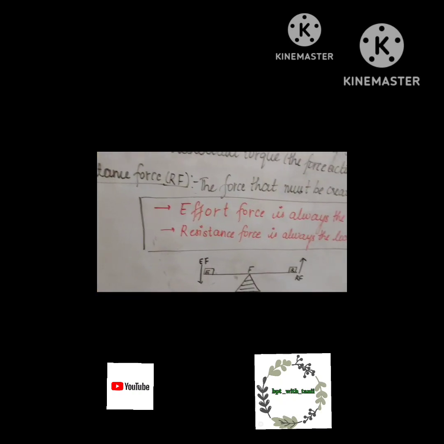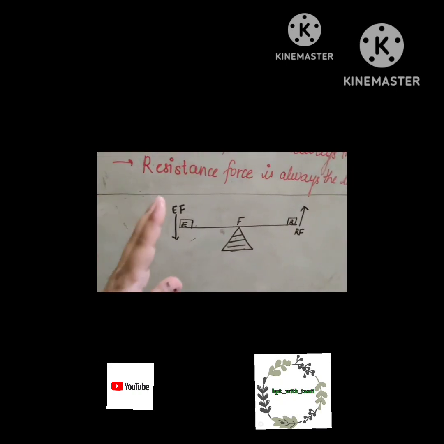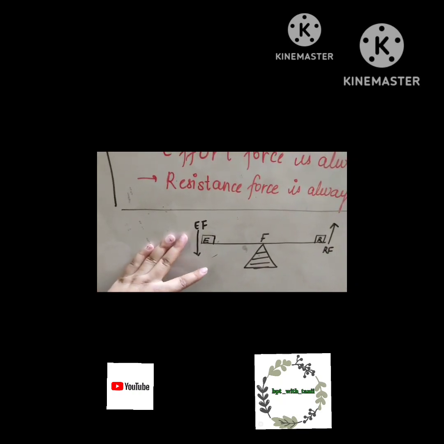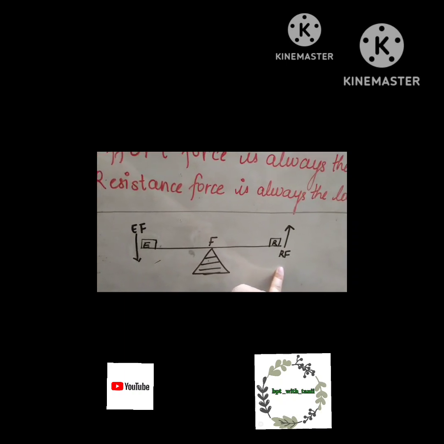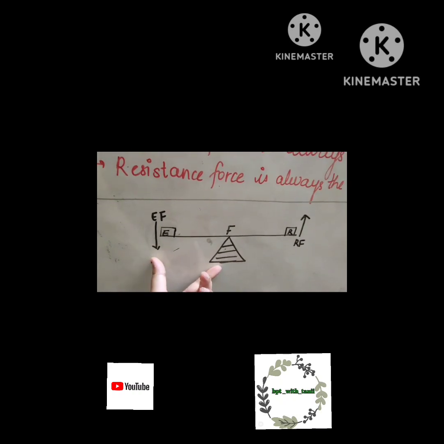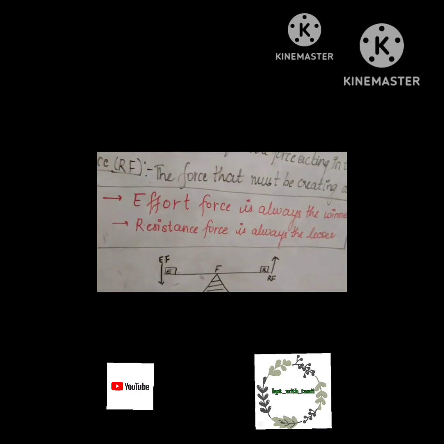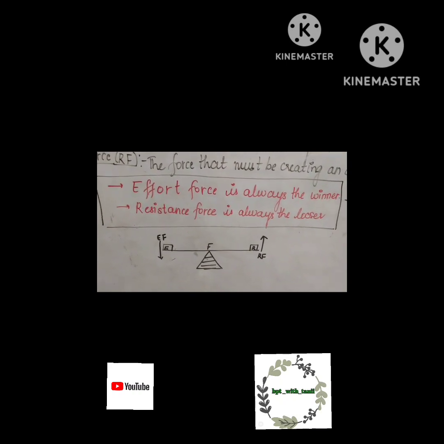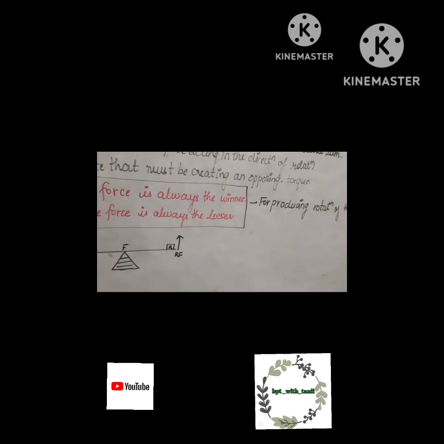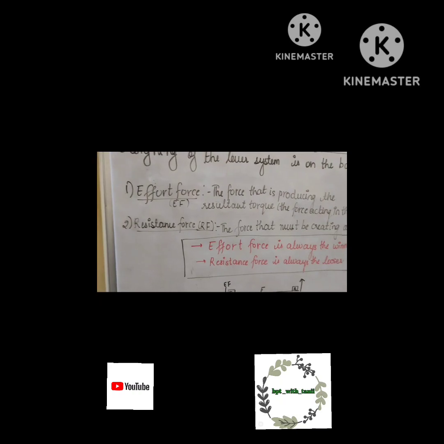Then comes the resistance force, the force that must be creating an opposing torque. As I explained, if you are giving a force in the downward direction at the effort force, there is an opposing force which is created at the resistance force. So this is your effort arm and this will be your resistance arm. One more important thing that you have to notice is that the effort force is always a winner, and the resistance force is always the loser for producing rotation of the segment. This will be clearly understood when we classify the lever system according to their types.